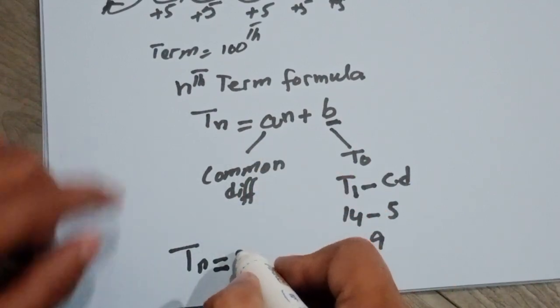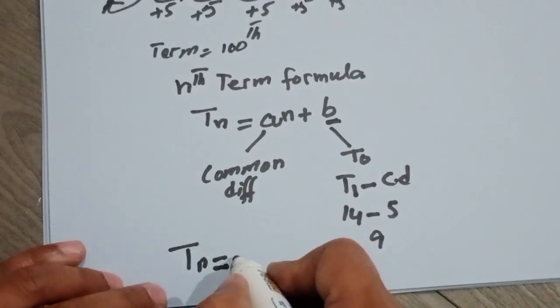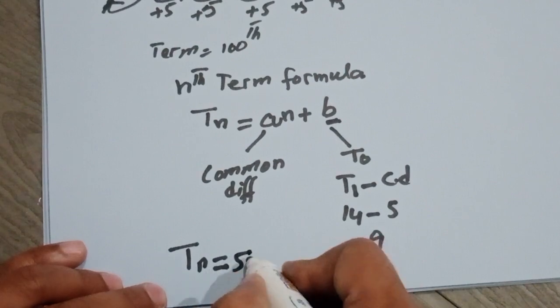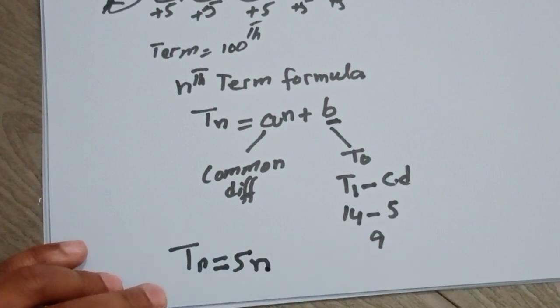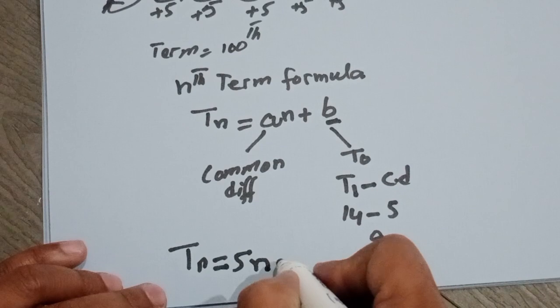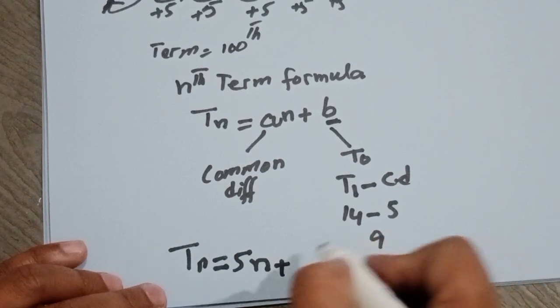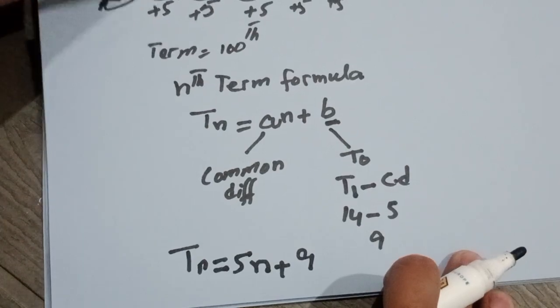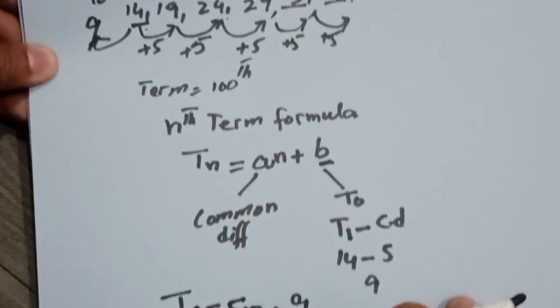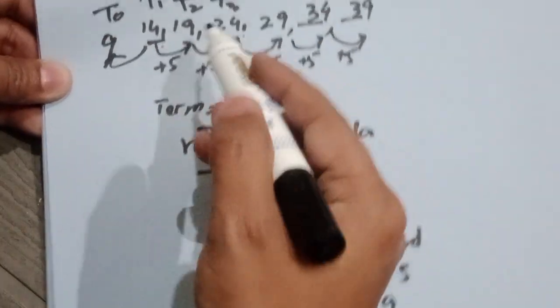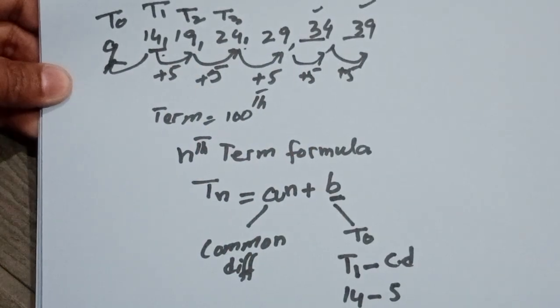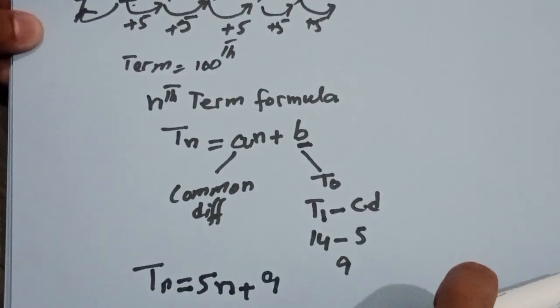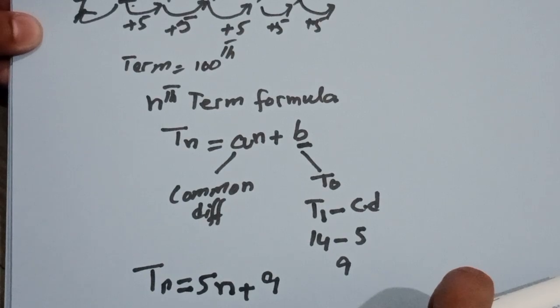a is the common difference, and the common difference for that sequence was 5. n is a variable which will be written as it is, and plus b, which was 9, which we calculated. 9 means the term just before your first term. So for that particular sequence, 14, 19, 24 and 29, our nth term formula is 5n plus 9.